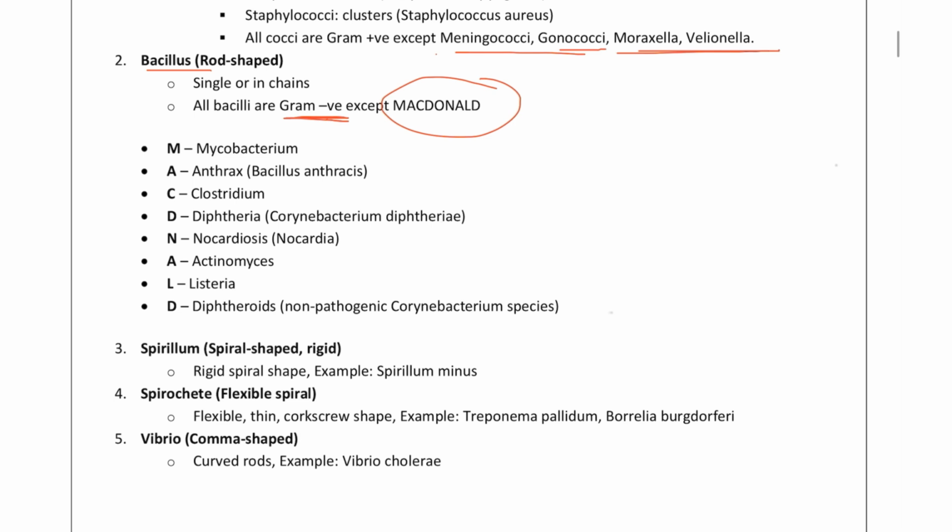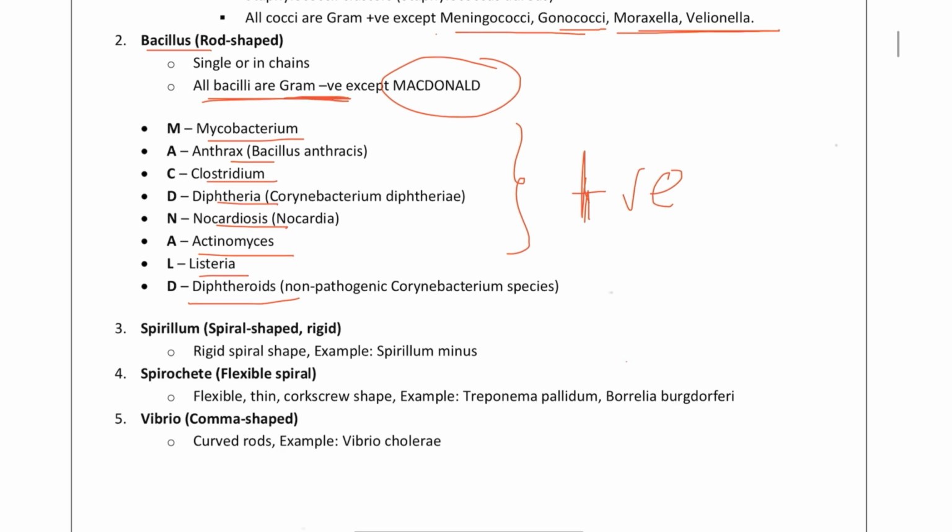What is meant by McDonald? Mycobacterium, anthrax, Clostridium, diphtheria, Nocardia, Actinomyces, Listeria, and diphtheroids. These are the only gram positive ones. Okay, don't forget. The remaining are mostly gram negative only.